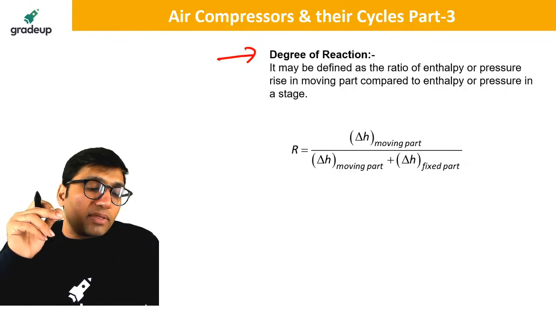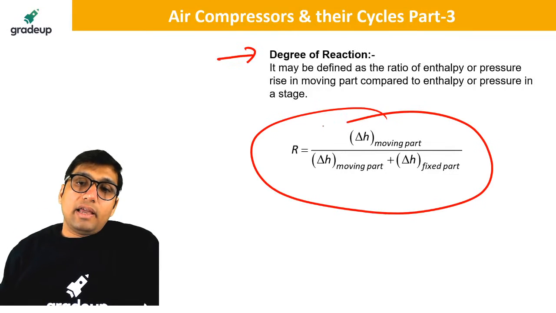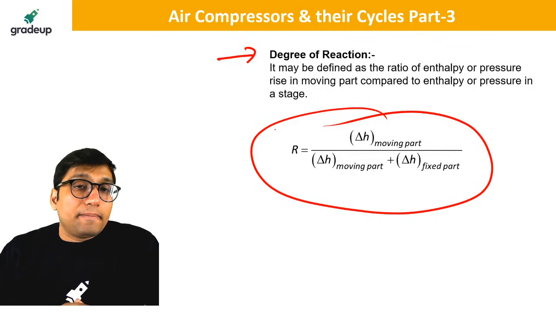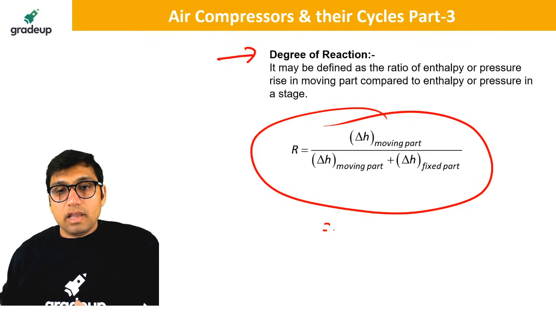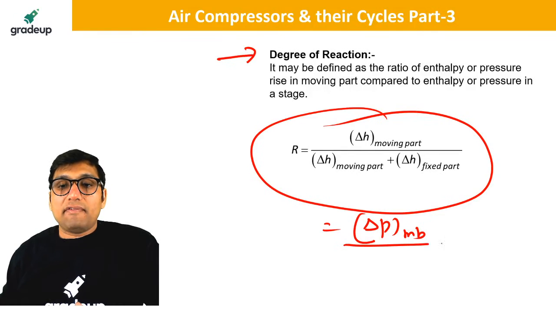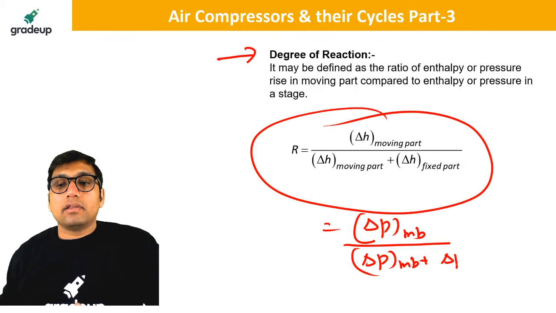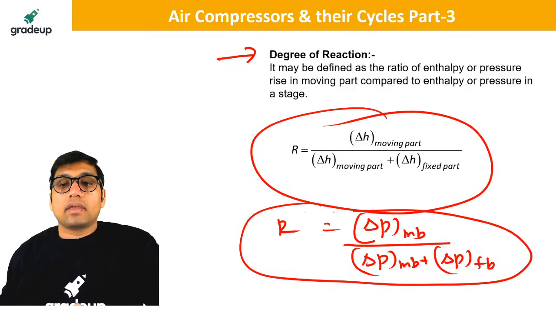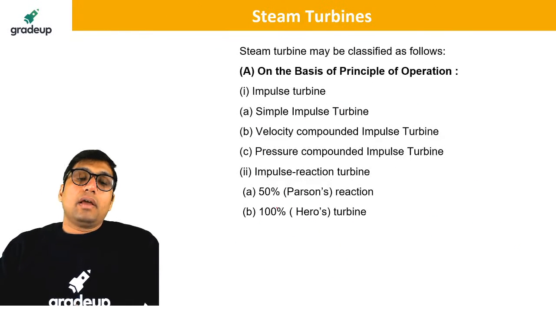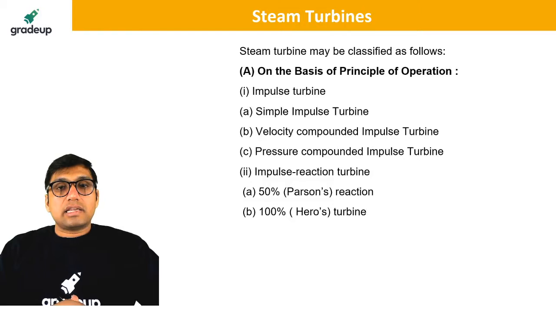But degree of reaction basically is a formula which tells you degree of reaction is equal to change in enthalpy in the moving blade divided by change in enthalpy in the moving blade plus fixed blade. It is also equal to pressure drop in the moving blade divided by pressure drop in the moving blade plus pressure drop in the fixed blade. This is the formula for degree of reaction. Okay, clear everyone? Now we are going to understand the steam turbines.